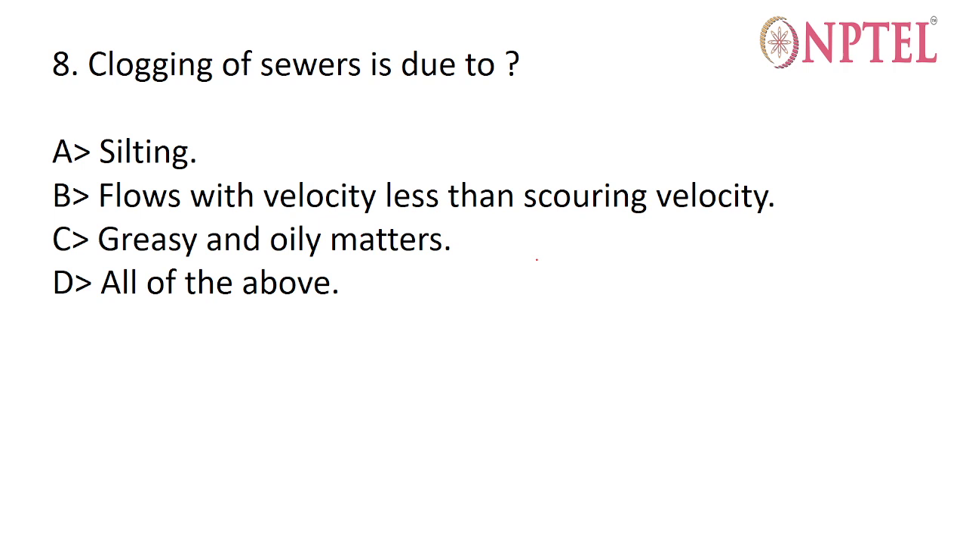Then the clogging of sewers is due to A, B, C, or D. All of the above, siltation, or the flow velocity is less than the scouring velocity, greasy and oily matters. What is the reason behind the clogging of sewers? We usually face this in our country, right? In different parts of our country. Mostly there are some overflows or water stagnation after rain, different kinds of issues usually faced in different cities of our country.